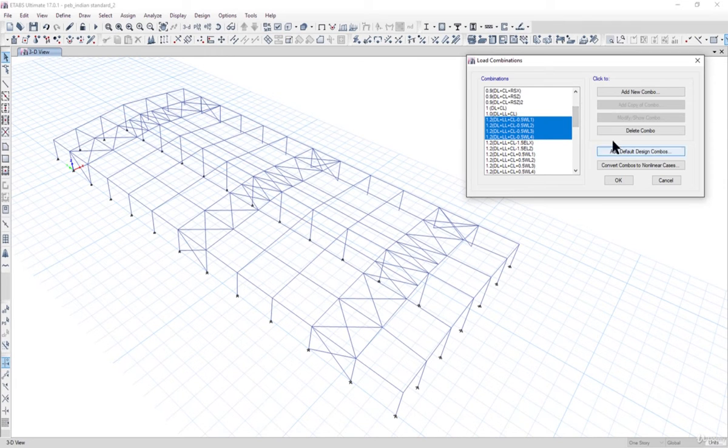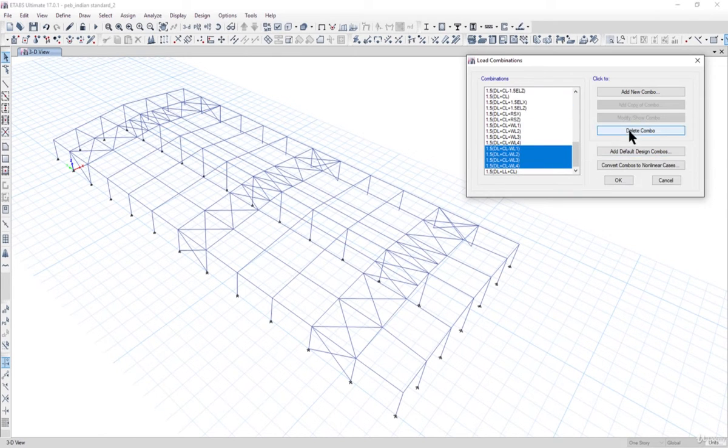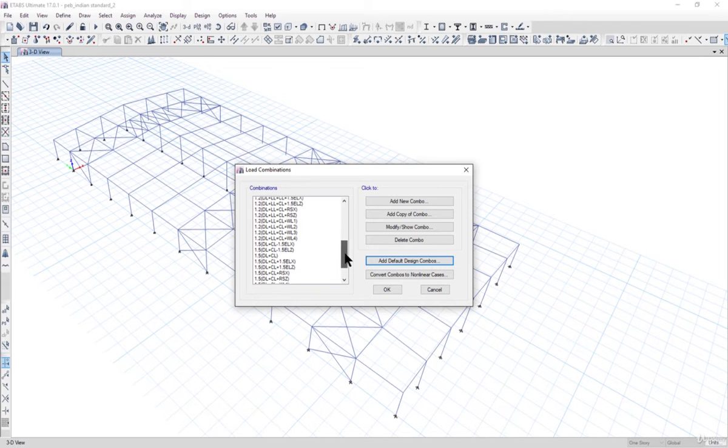We have positive here, and similarly we need to delete these 4 load combinations and these 4. Make sure that there are no negative wind load combinations in the design. Earthquake load can act in both directions.